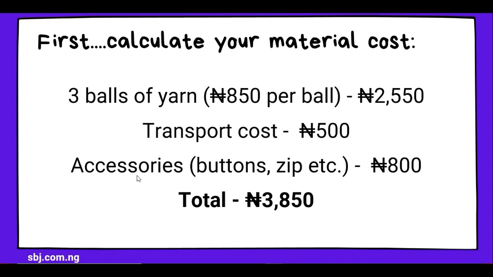And of course, accessories: buttons, zips, clasp, anything that you use to make your product stand out or unique from somebody else's, because that's the point of the handcraft industry. So we have a total material cost of 3,850 if you add all this together. 2,550 plus 500 plus 800 will give us this amount.